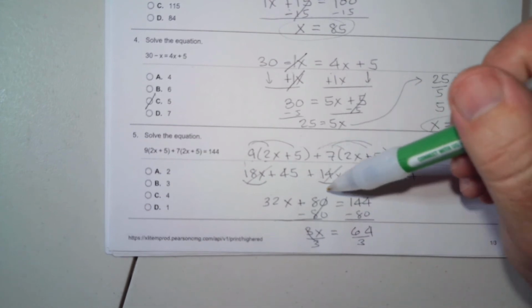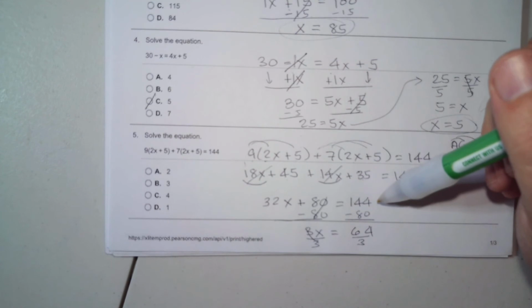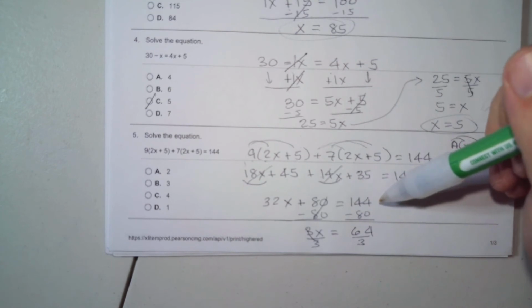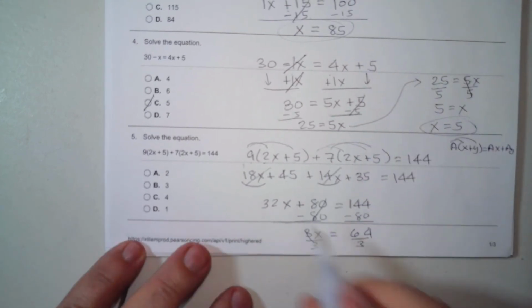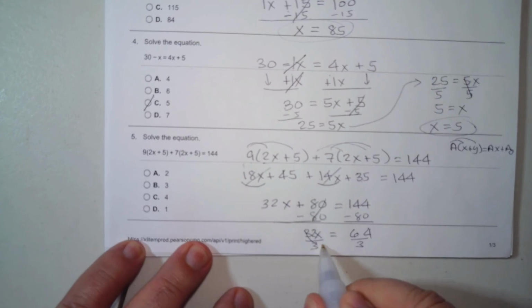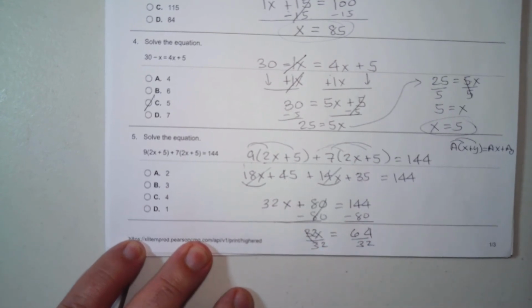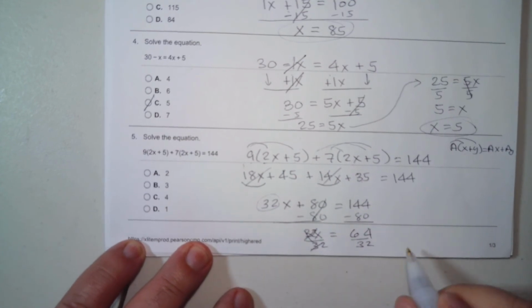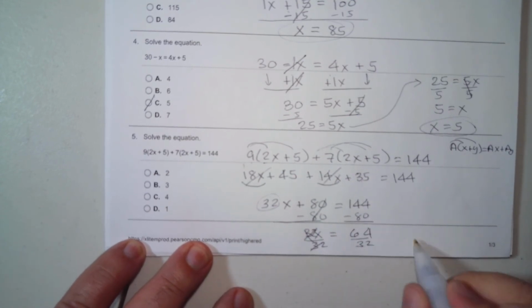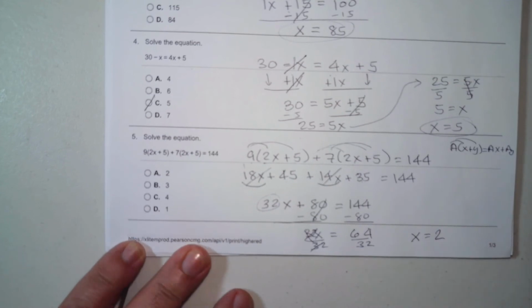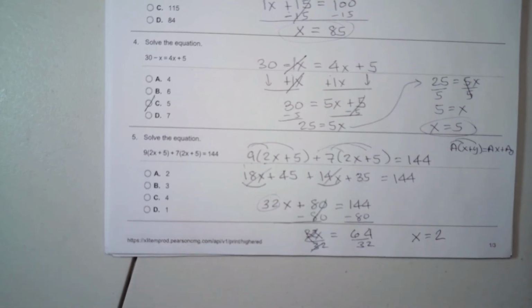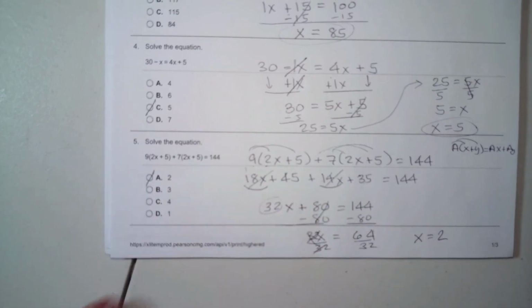Okay. It's not 3, it's 32. So it's 32x. So divide by 32. 32 goes into 64 twice. The answer is A.